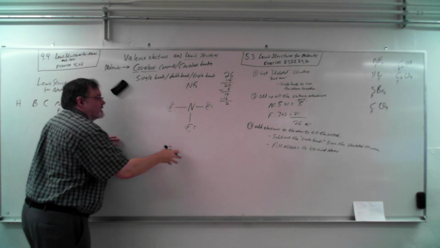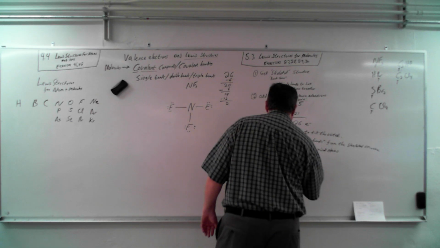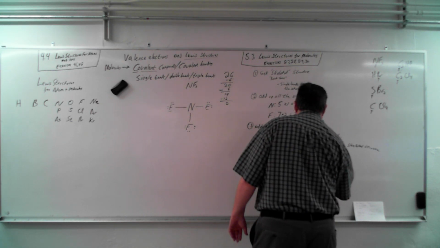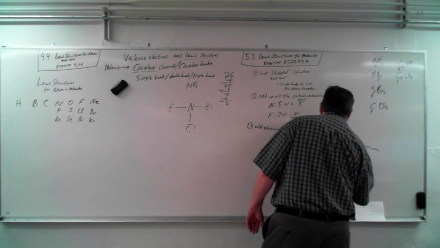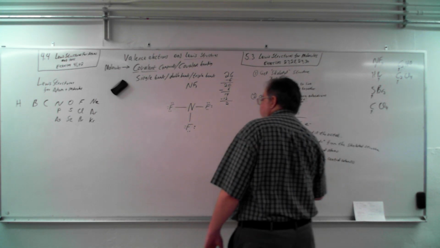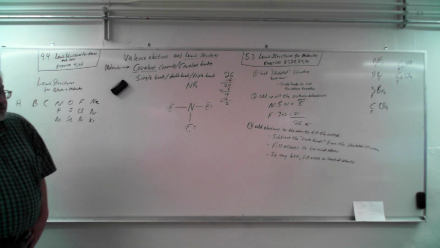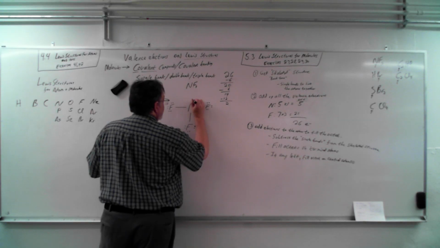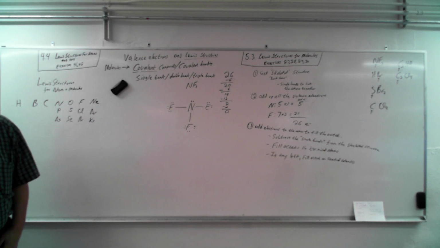Now that I've filled the octets, if any are left, then you put them on the central atom. You can read those rules. They're a little more wordy. This may not be the most complete way to say this. But I've got 2 left. I'm going to put them as a pair on nitrogen. And now I'm done. I'm down to 0, so now I'm done.